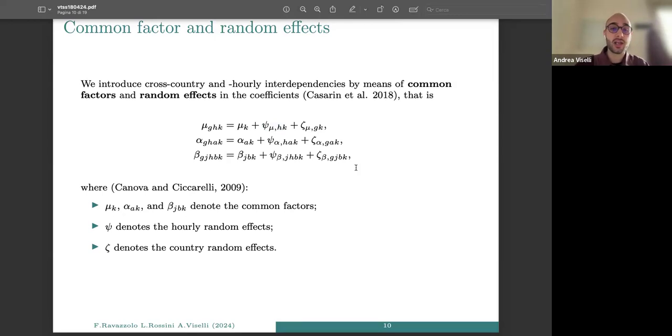It's very flexible because you may also allow this intercept to change, for example, depending on some covariates. Casarin and co-authors also have another component here, where they make these coefficients also depend on an explanatory variable random effect.